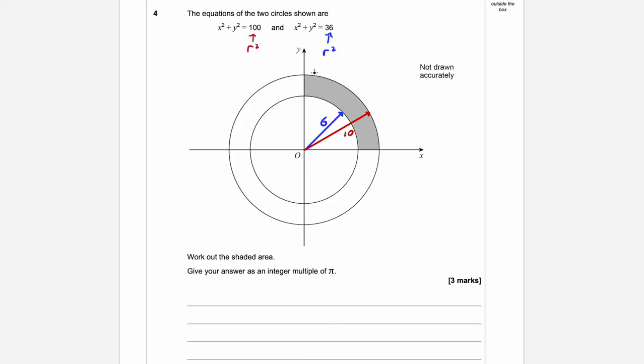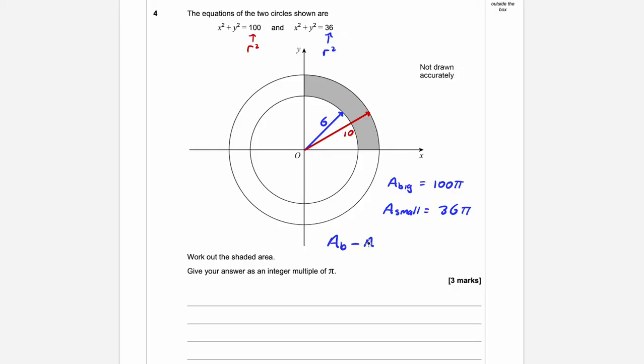10 squared is 100. So I'm just going to do the area of the big circle minus the area of the small circle divided by 2. That's what I'm going to do. Okay, area, let's just do it here. Area big is equal to pi r squared, which is 100 pi. That's the area of the big circle. Area of small is pi r squared, or 36 pi. That's pi times 6 squared. Subtract them.